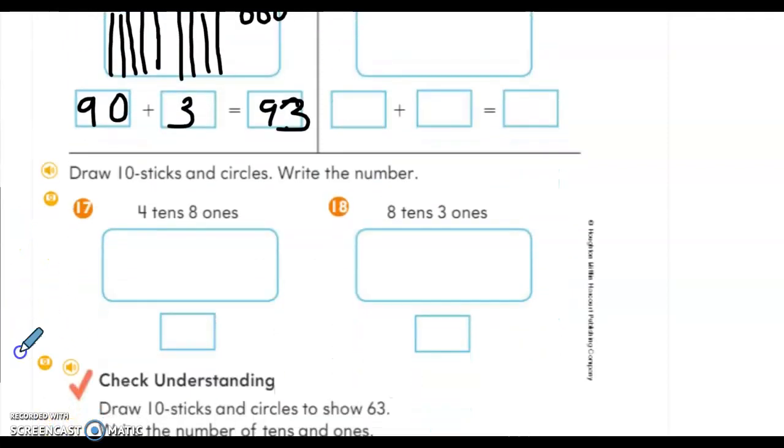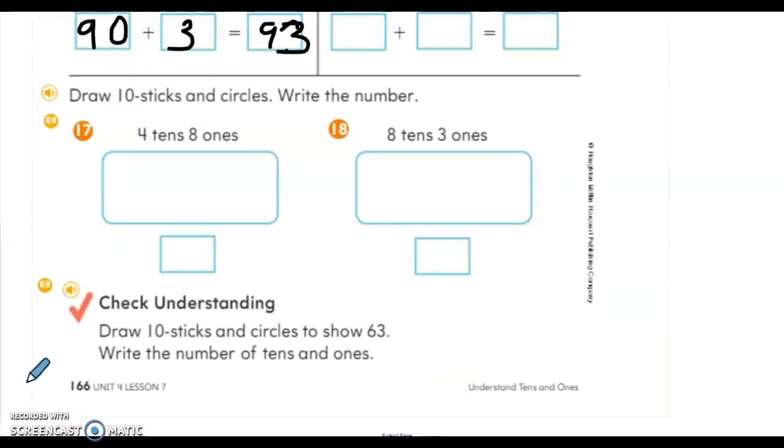You do 14 and 16 by yourself. I'll do one of these with you, and then I want you to do the other one. Number 17 says, draw 10 sticks and circles and write the number. So now it's giving it to us in words, and we have to figure out how many 10 sticks and how many circles we should do. We have 4 tens, and we represent tens with the stick, so let's do that.